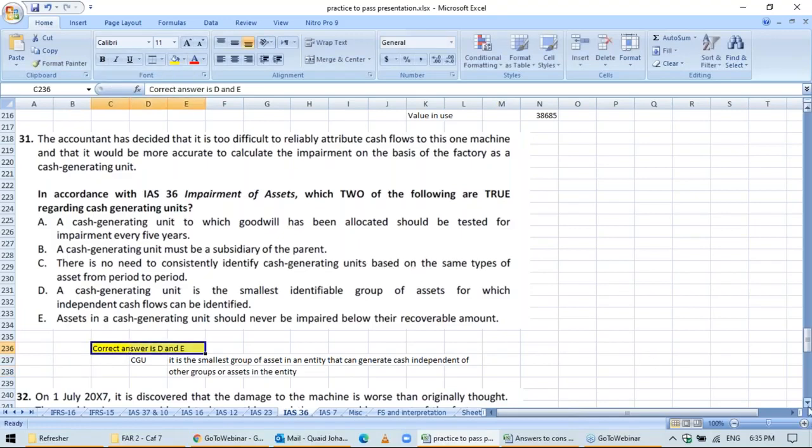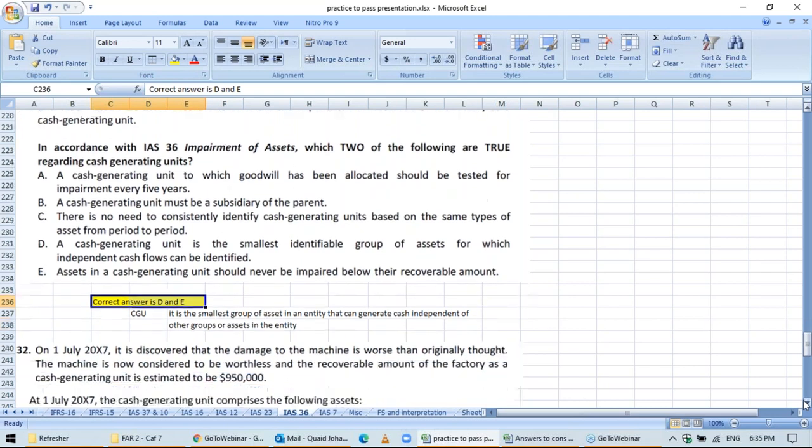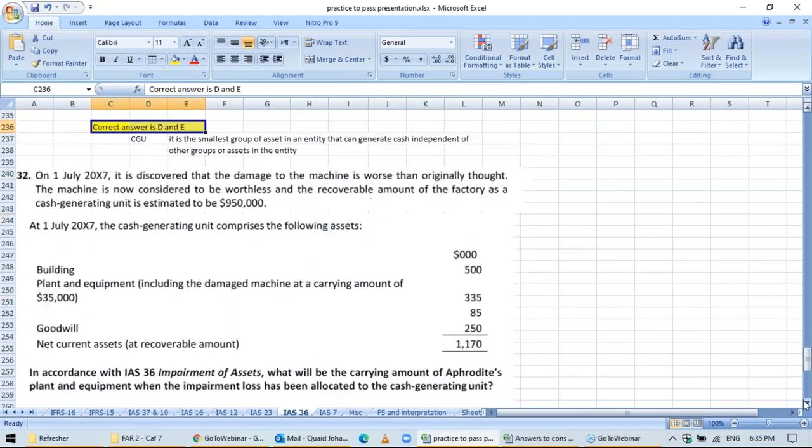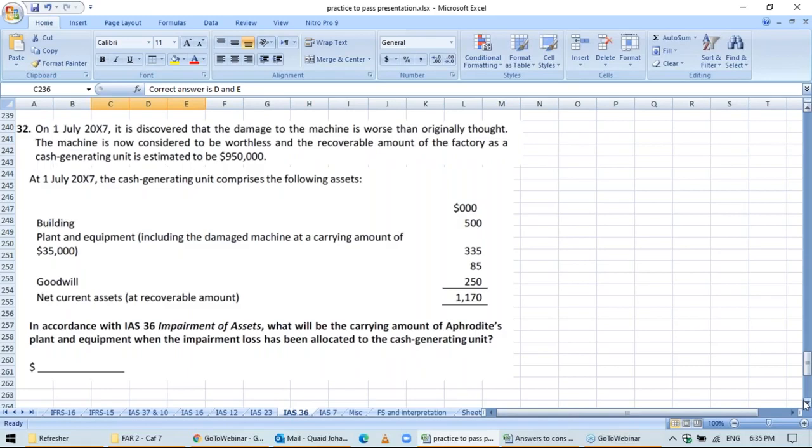Okay, next, this one is an important one, a very important question on cash generating units. Please note it down very carefully. First, please go through it. Please read the question properly, then I'll do it.